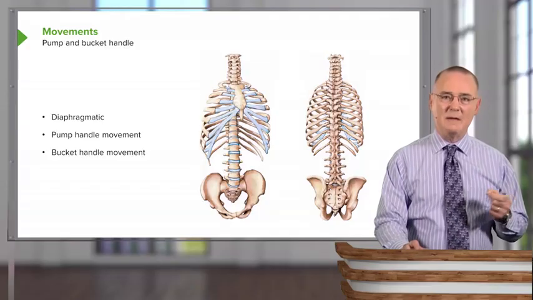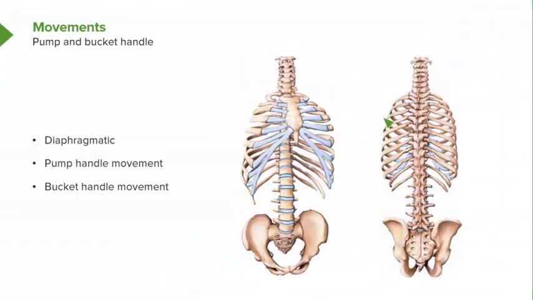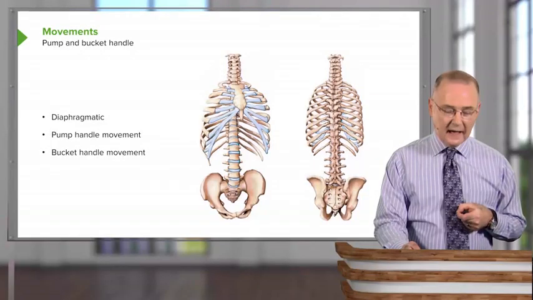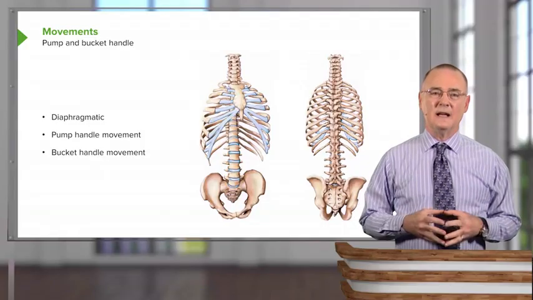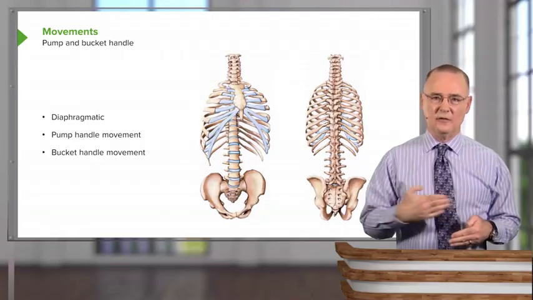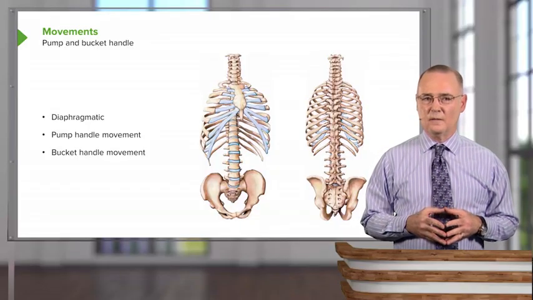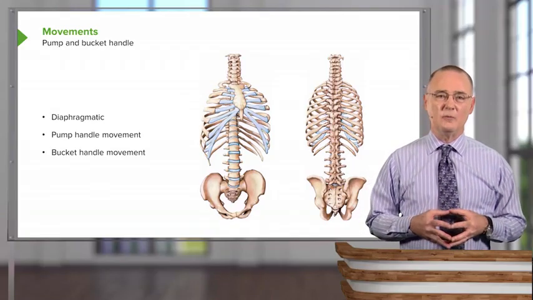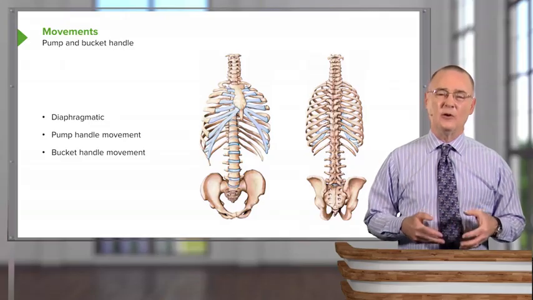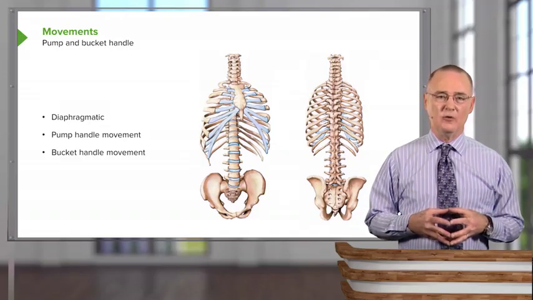We can also describe a bucket handle movement to the rib cage. And if we look at the lateral aspects of the ribs on either side and put our hand under the inferior margin of a rib and lift up and out, that is a bucket handle type of movement that will increase the transverse diameter of the thoracic cavity, also assisting with inspiration. And certainly, instead of using our hands to describe these movements of the pump handle or the bucket handle, we have muscles of the thoracic wall that will produce those given movements.